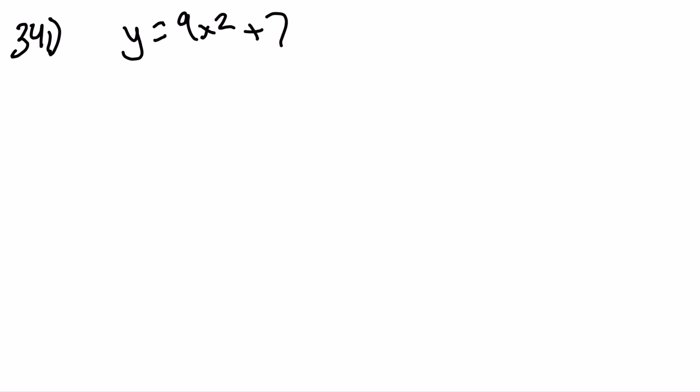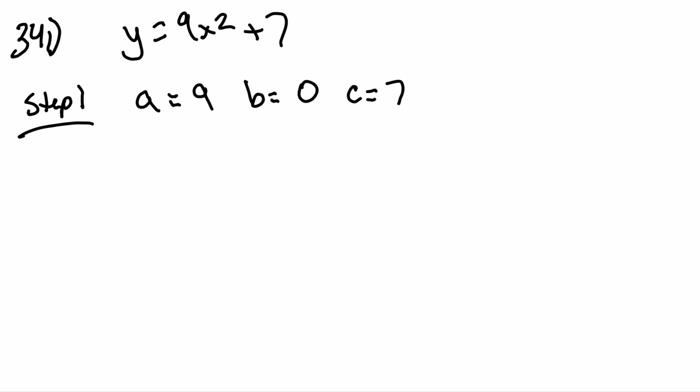Alright, so they said to find the minimum or maximum value. Alright, so step 1. Find A, B, and C. A is 9. B is 0. There is no x, so B is 0. Even though there's not a number, there's still a B. And then C is 7.